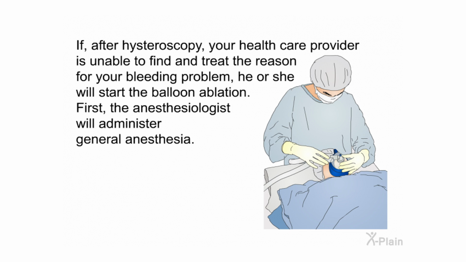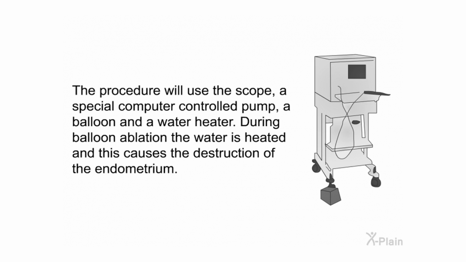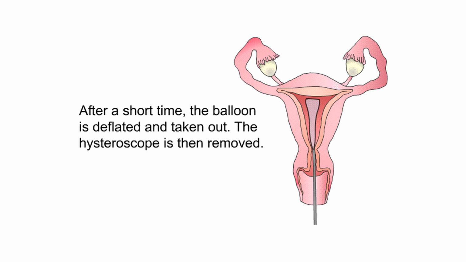If after hysteroscopy your healthcare provider is unable to find and treat the reason for your bleeding problem, he or she will start the balloon ablation. First, the anesthesiologist will administer general anesthesia. The procedure will use the scope, a special computer-controlled pump, a balloon, and a water heater. During balloon ablation, the water is heated, and this causes the destruction of the endometrium. After a short time, the balloon is deflated and taken out. The hysteroscope is then removed.